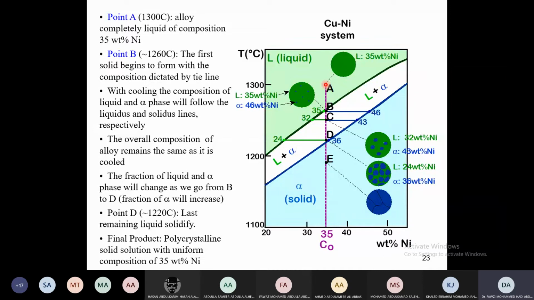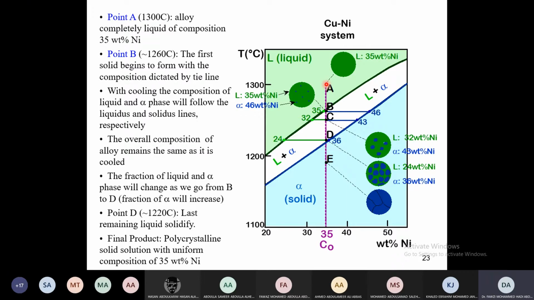At point A, how many phases do we have? We have one phase only, a single phase. We are in the single phase area. What is the composition of that phase? The composition of that phase is the composition of the alloy. What is the proportion, the weight fraction of that phase? It's 100% liquid, as we say. So those are the four questions which we answered now.